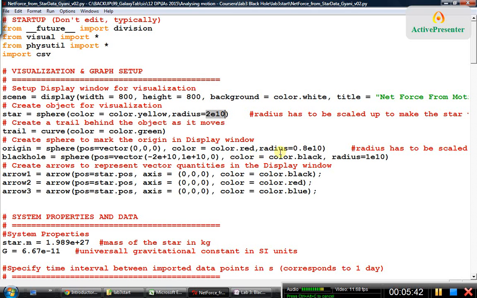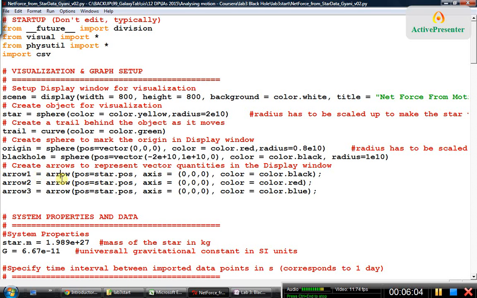And the black hole I wanted to be bigger than the origin and in black, so I have made it color dot black, and its initial position is as given in the problem statement, which is minus 2 into 10 power 10 and 1 into 10 power 10 for the x and y coordinates.